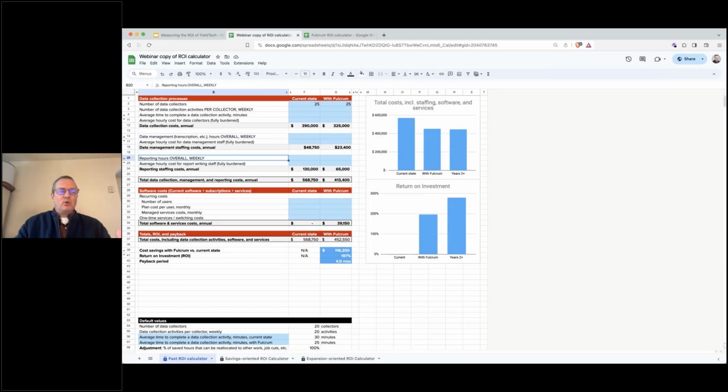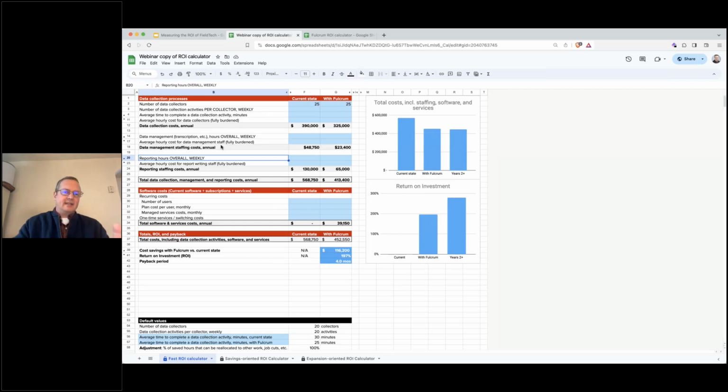And then reporting hours. How much am I spending on reporting, generally speaking, overall? And that'll include things like I've got an individual report for an individual inspection, or I need to aggregate a bunch of inspections into reports for a specific client and give them a roll-up of everything I've done for them. So your reporting hours, how much time am I spending on those tasks? So those are 3 sets of costs: data collection processes, data management, and reporting.